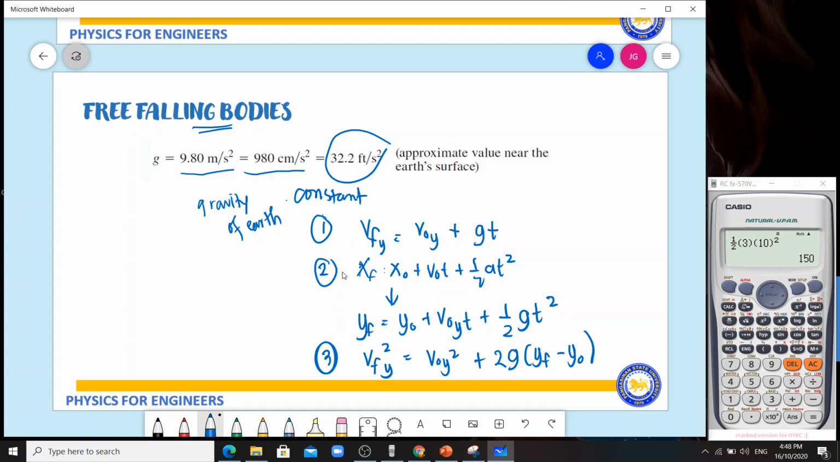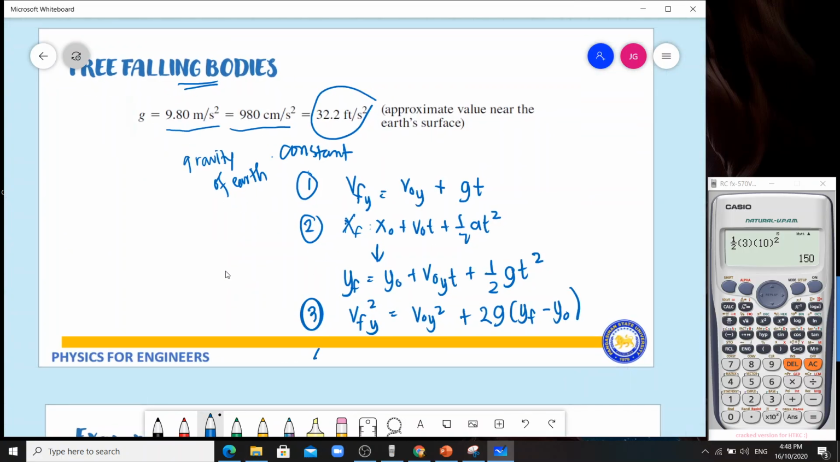Next, we have one more formula, the last formula, which is y final minus y naught equals 1/2 times v final plus v naught y, times time. Okay, so we simply replaced it as the y-axis or y component.